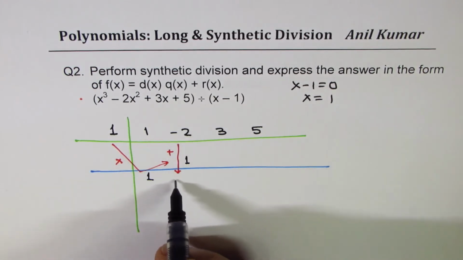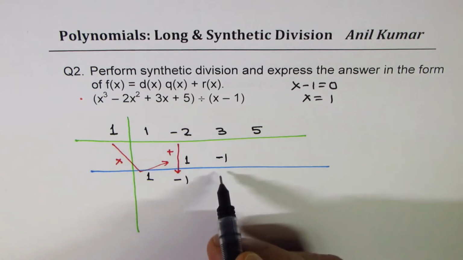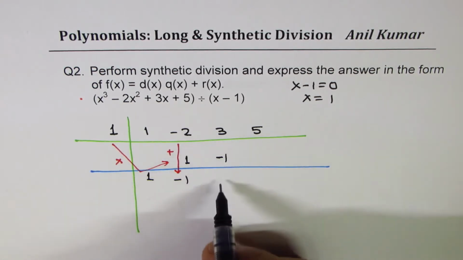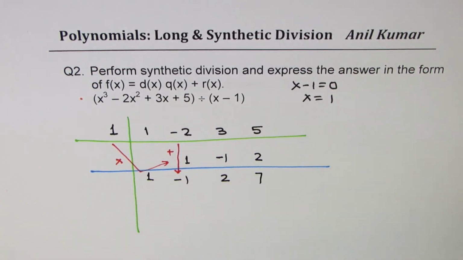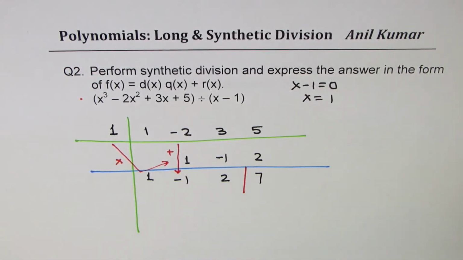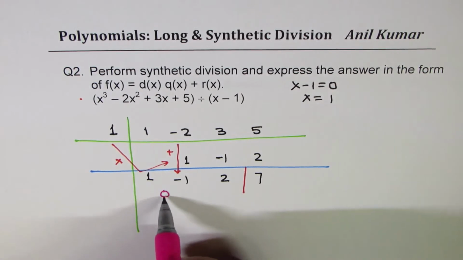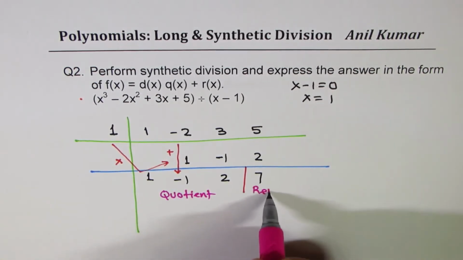So we get minus 1 when you add these two. Multiplying, we get minus 1 here. Adding will give us 2. And multiplying will give us 2 here. Adding gives us 7. So 7 becomes the remainder for the given case. So that is the remainder, right? This is the remainder. So remember, when you do synthetic division, what you get here is the quotient. So this is the quotient part. And that is the remainder.